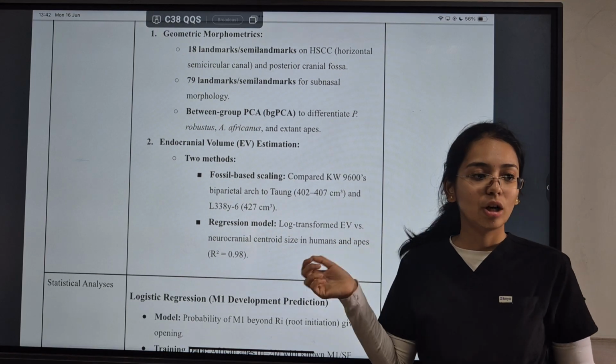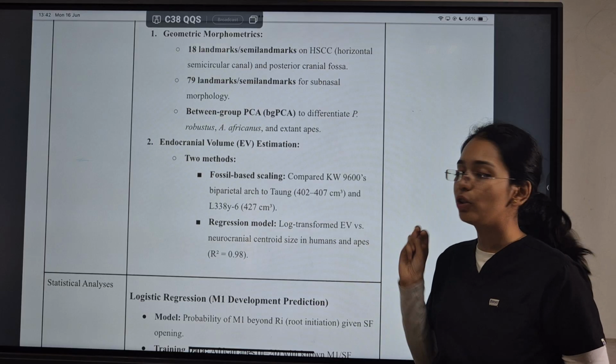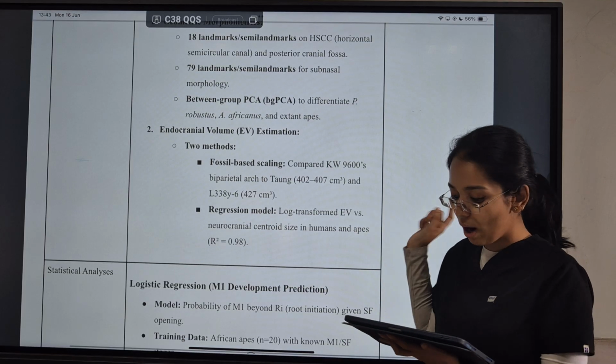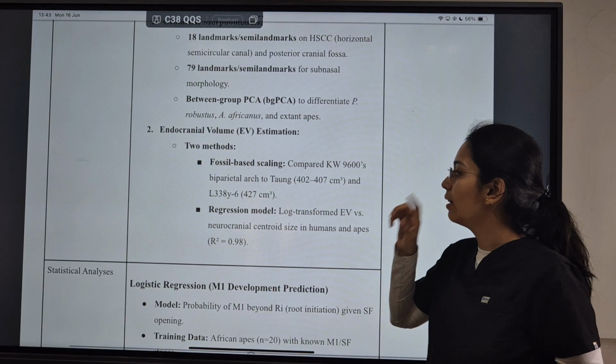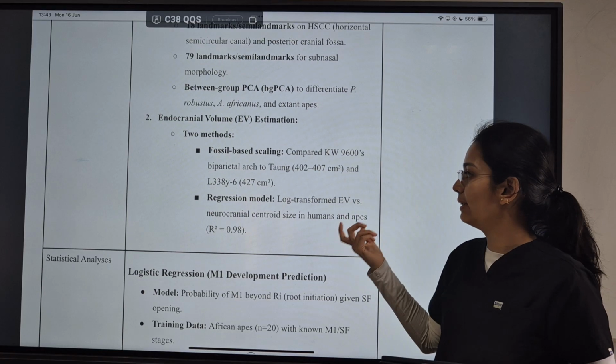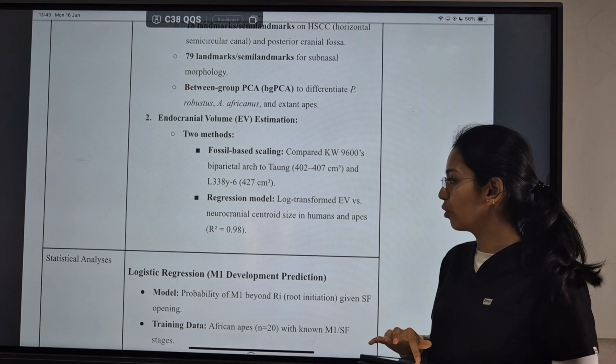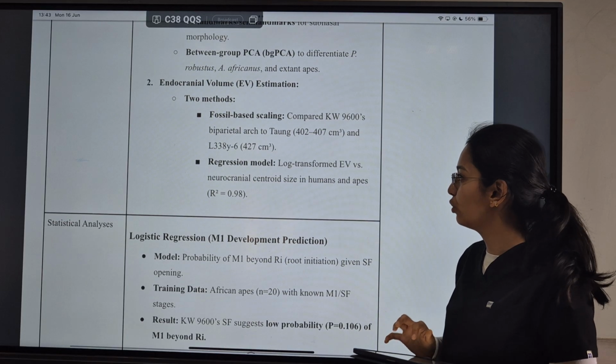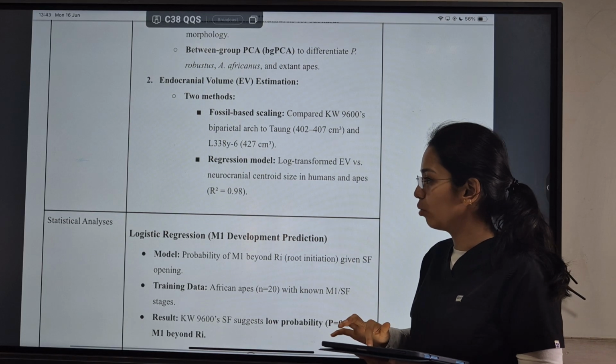The endocranial volume, ECV, was also estimated using 2 methods. One was fossil-based scaling that compared the one species with that of the gorilla species. A regression model was also used to study the endocranial volume.